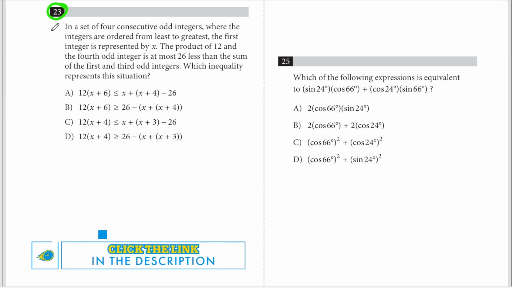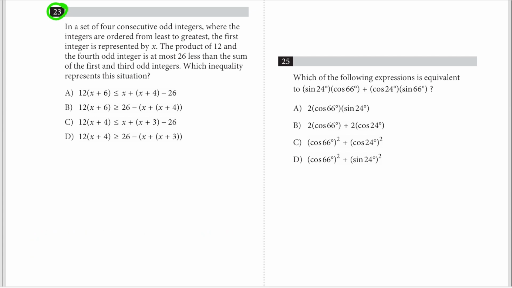How was I able to do this problem so fast? Unfortunately, it's one of these problems that we have to read every single word of, so that's not a math problem, that's an English problem, but whatever.